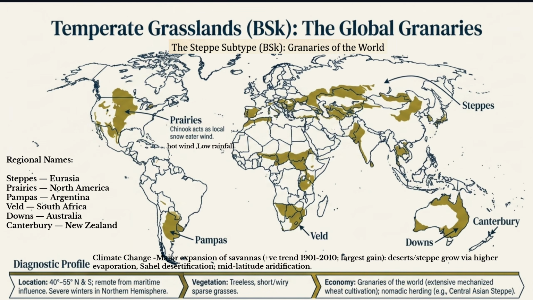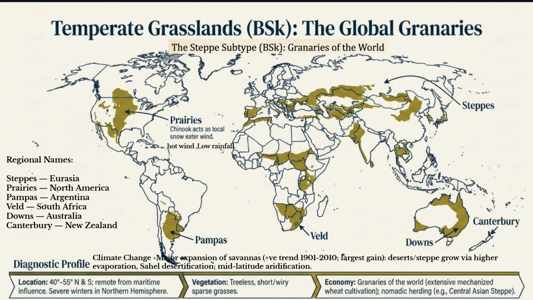6. Temperate grasslands, Steppe, BSK. Location: 40 degrees to 55 degrees north and south, remote from maritime influence. Regional names: Steppes in Eurasia, Prairies in North America, Pampas in Argentina, Veld in South Africa, Downs in Australia, Canterbury in New Zealand.